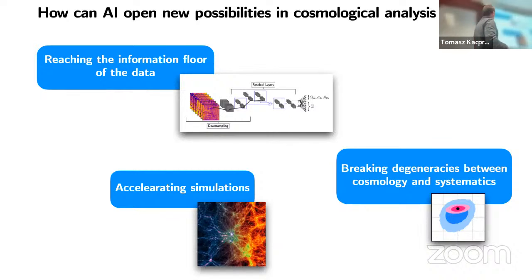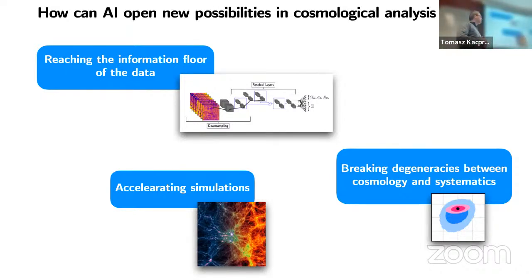If we do that and we are clever about it, and we have good AI algorithms that we can effectively train, we can try to reach the information floor of the data. This is a very ambitious goal, but analyzing the data on the pixel map level rather than on the summary statistic level can bring us closer to that goal.